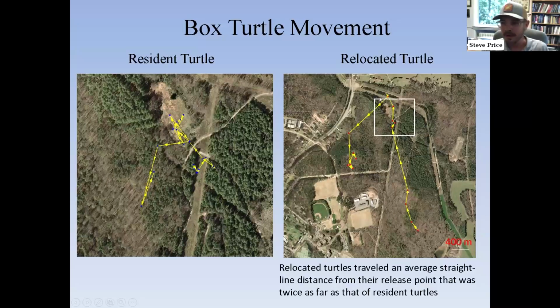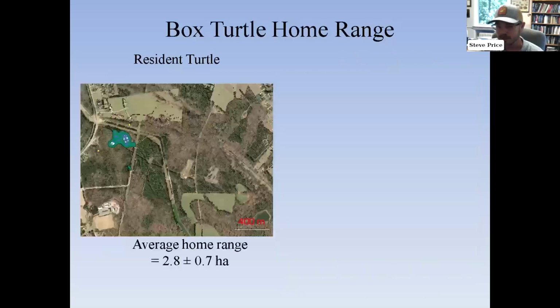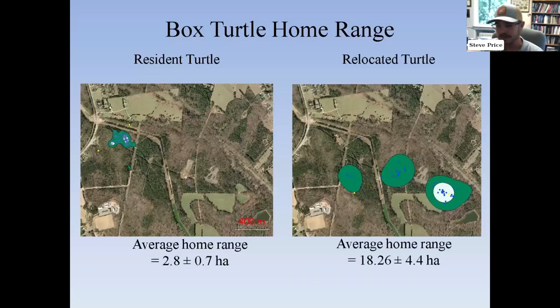This box right here shows the entire area shown here for the resident turtle. So we can see it has really limited movement, staying within a really small area, whereas the relocated animal that was moved onto this preserve just kind of wandered. The relocated turtles traveled an average straight line distance from the release point that was twice as far. If we look at what their home ranges look like, I won't go through this in great detail, but the home range of a resident turtle is pretty small: 2.8 hectares, the size of a football field. The average home range for a turtle that was moved onto this preserve was much larger, okay, 18.26.